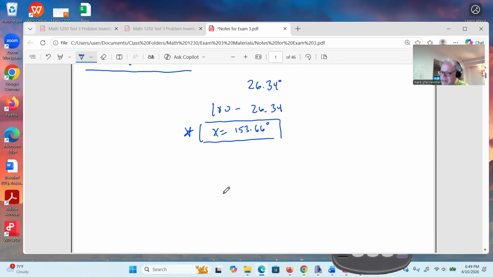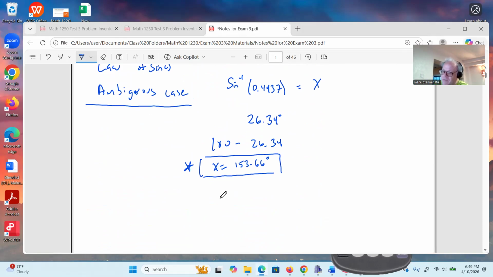When I write exams, I don't want you to have to write down two triangles because that gets to be a little tedious. So I usually put a little hint in there to say it's an obtuse angle, so that you can narrow down the angle that you want.